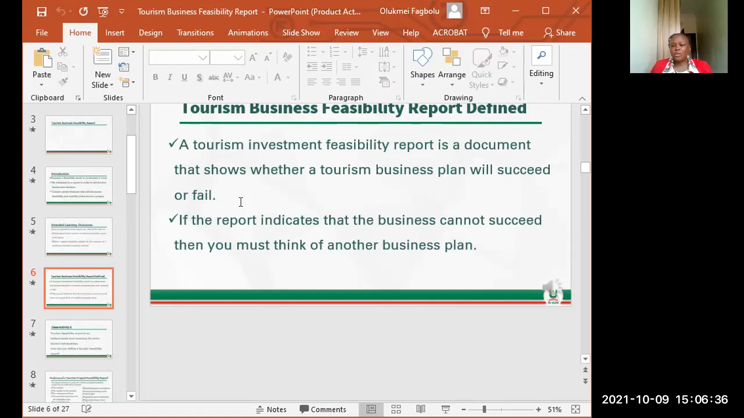And when you're conducting a study, because of that innovation, either to establish a new tourism business or to repackage an existing one, it is important to conduct a feasibility study and also write the reports at the end of that study. And it is that study that will determine whether the business is going to fail or is going to succeed. If the business is going to succeed, we will know. And if it's going to fail, the report should be able to show it.